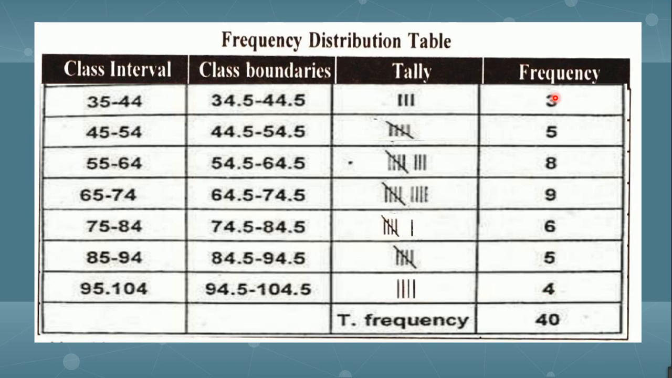After writing the frequencies for each class, we will check their sum must be equal to the total number of values given in our data. So their sum is equal to 40. So 40 values are given in the given data.